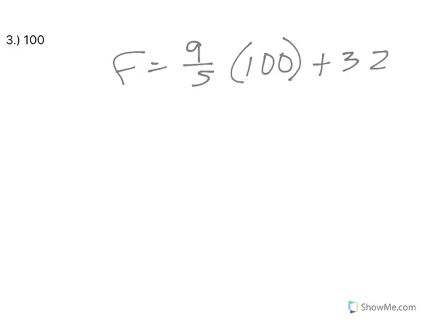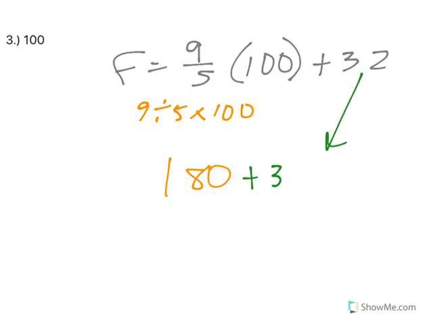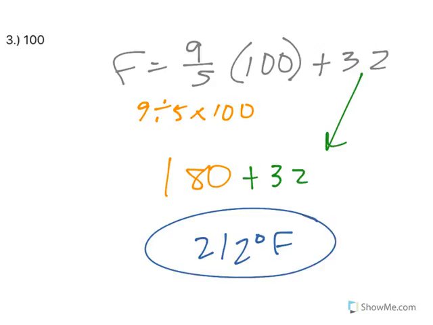Number 3, I have 100 degrees Celsius. So again, I have my Fahrenheit, 9/5. I plug my 100 in for C, just like I did for the last two problems. I add 32. 9 divided by 5 times 100 yields 180. I then bring down my 32, and I end up with 212 degrees Fahrenheit. We call that the boiling point of water.